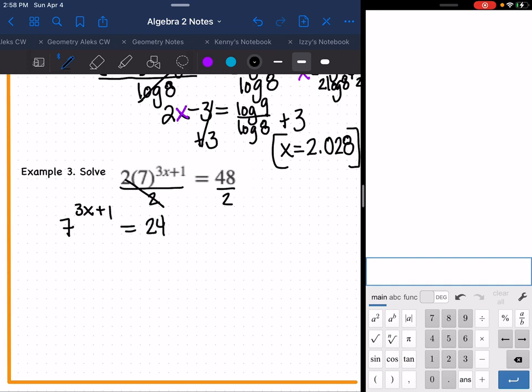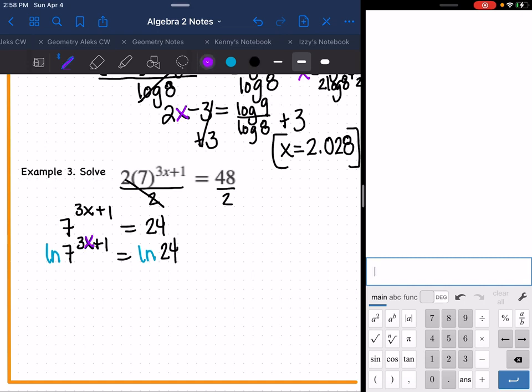Now I can go ahead and take either the log or the natural log of both sides. I'm going to do the natural log this time, simply because I did the log last time. That's my only reason, really. It is just personal choice. As you saw with that first one, either one will give you the correct answer.